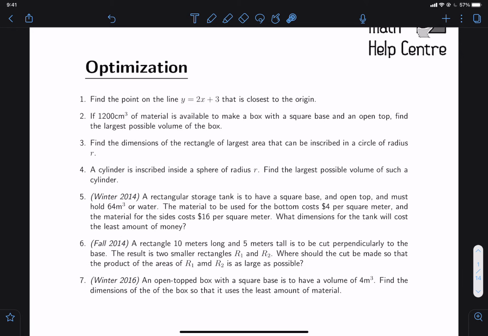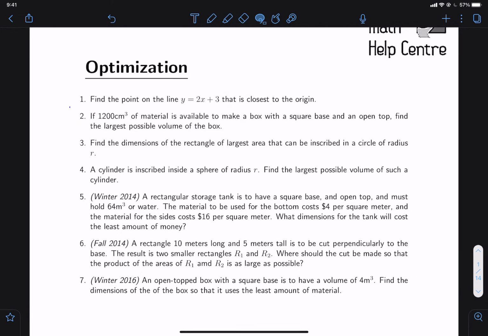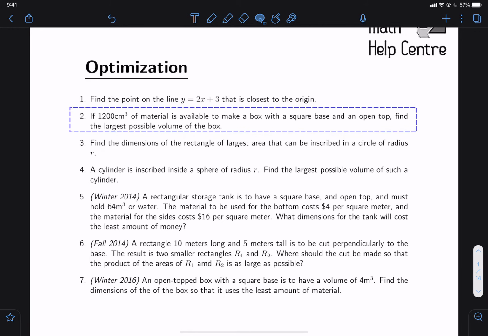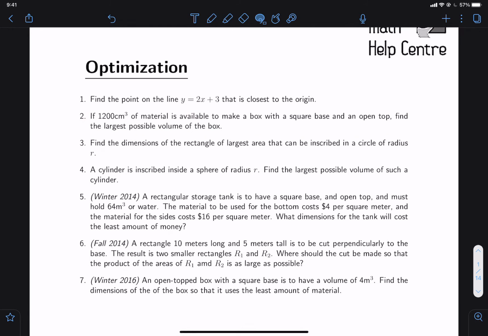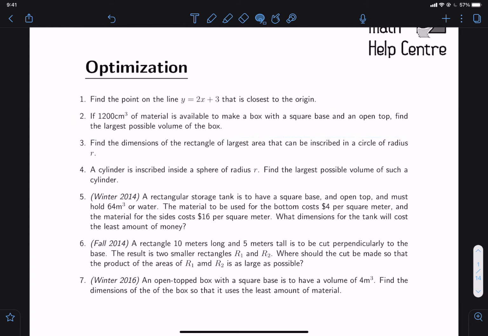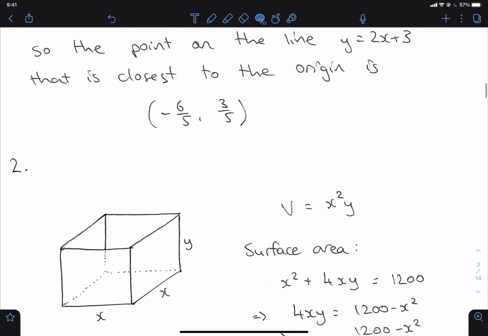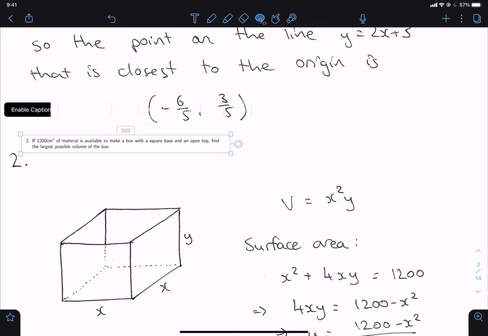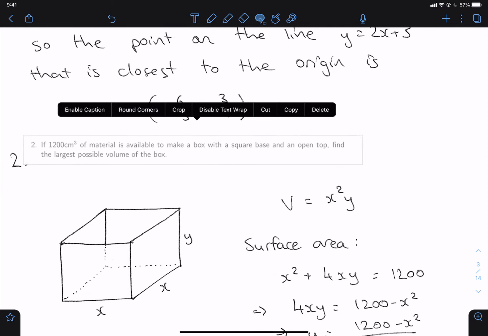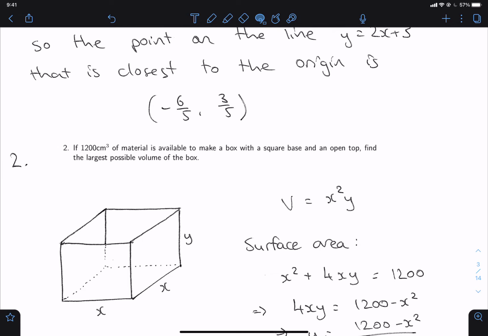Now the second question: if this amount of material is available to make a box with a square base and an open top, then find the largest possible volume of the box. Basically you have a limited amount of material that you can use. It's not as much as you want, but you want to make the largest box out of it. What do you do?